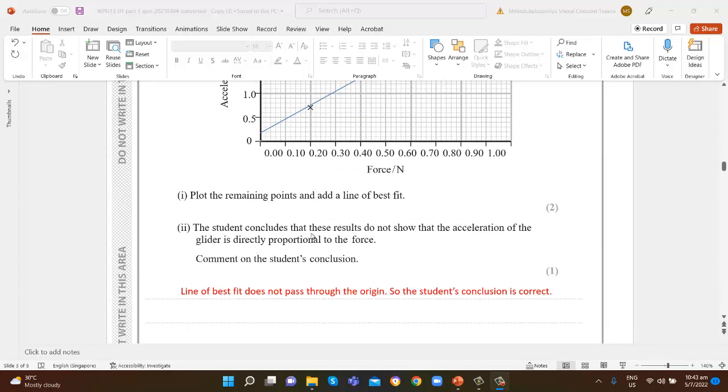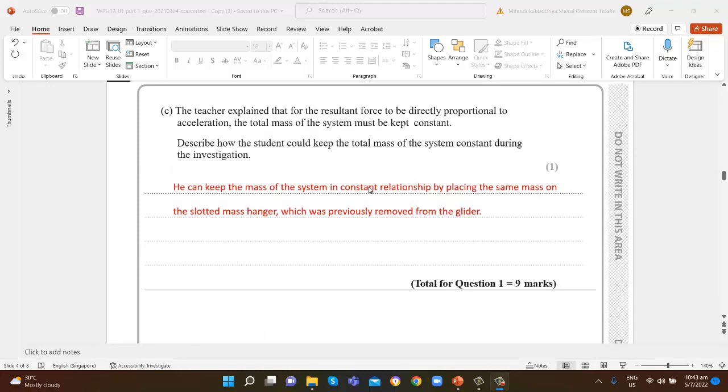So the student concludes that these results do not show that the acceleration of the glider is directly proportional to this force. Now what happened? He is thinking, oh my God, my best fit line is not going through the origin. That means the acceleration of the glider is not directly proportional. It is not passing through the origin. To be directly proportional, your graph should go through the origin. It is not, so here.